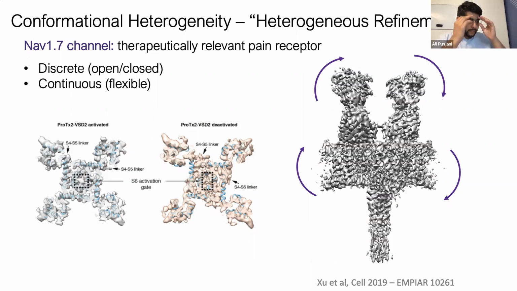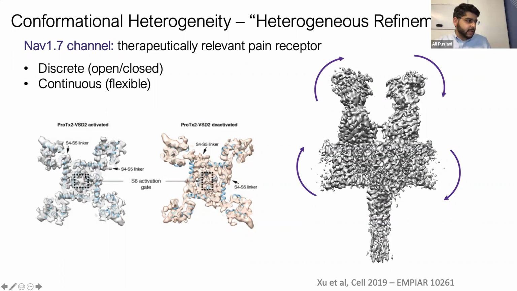As an example, we've seen this protein now a few times, the NAV 1.7 channel. It is, as we mentioned, a therapeutically relevant pain receptor, and it has an open and closed state. As an ion channel, it has both open and closed states, which are easy to distinguish because they come in forms that are discrete. So particles are either in one form or the other and not somewhere in between, generally speaking, and they have a clear conformational difference.